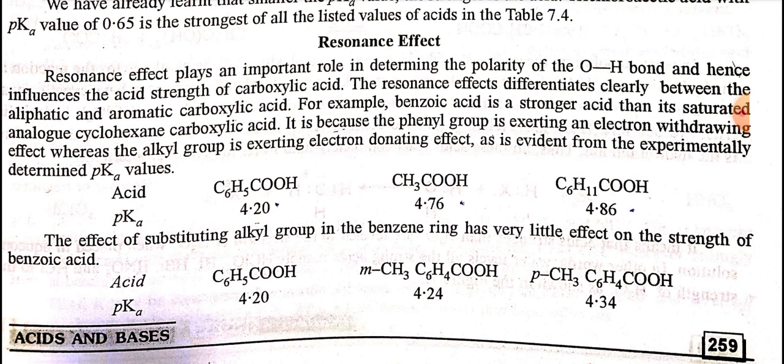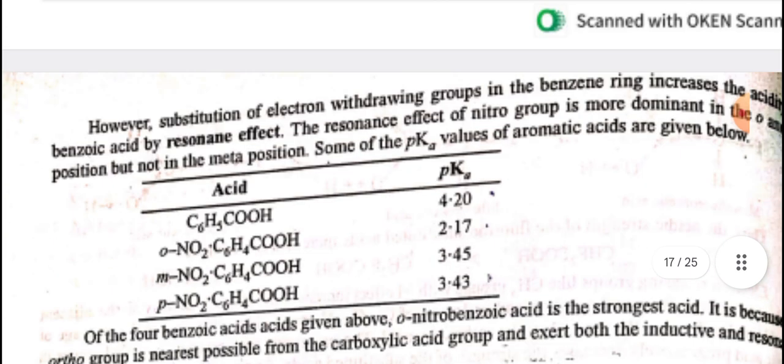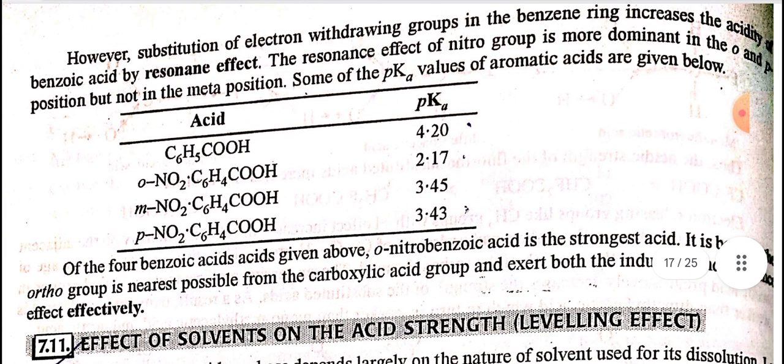The effect of substituting an alkyl group in the benzene ring has very little effect on the strength of benzoic acid. However, substitution of electron withdrawing groups in the benzene ring increases the acidity of benzoic acid by resonance effect. The resonance effect of the nitro group is more dominant in the ortho and para positions but not in the meta. Some of the pK values of these acids are given.